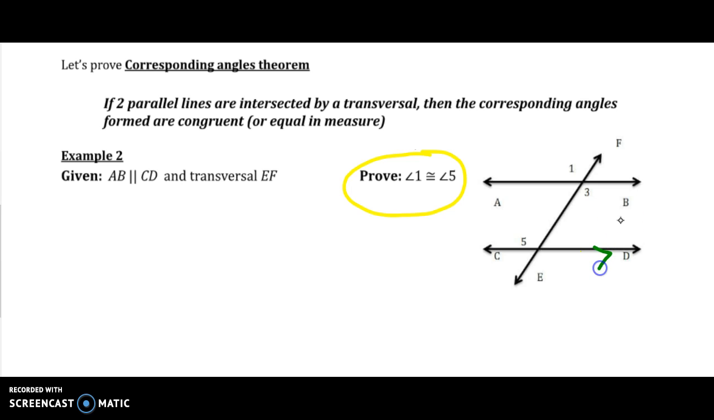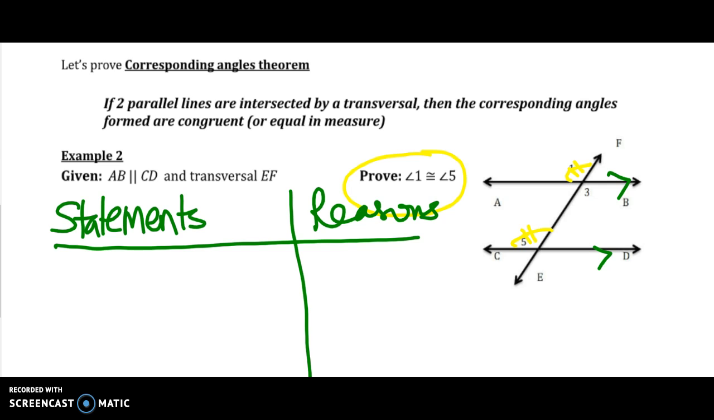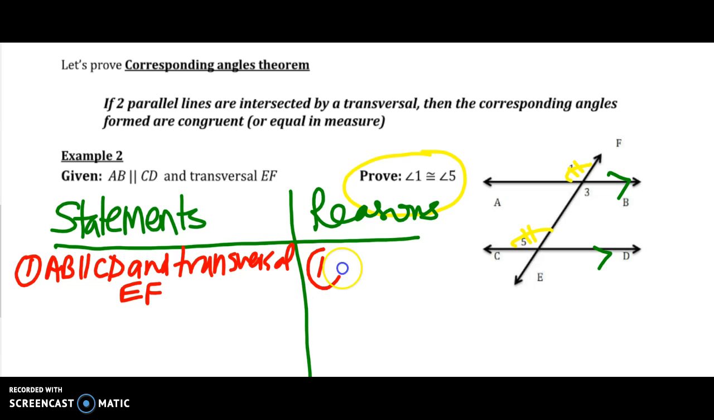So they give us that AB is parallel to CD, so I'm going to annotate that on my diagram. And I'm going to get my two columns set up. So remember, we can't just come out and say that angle 1 is congruent to angle 5. We need to show that. Alright, how are we going to do that? Well, we start with the given information. So AB is parallel to CD and transversal EF. How do we know that it's given?